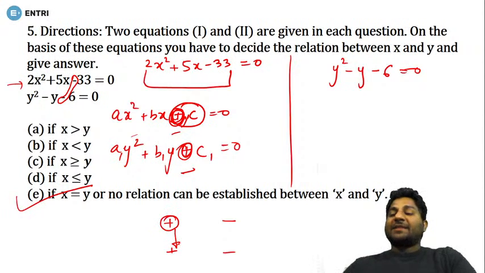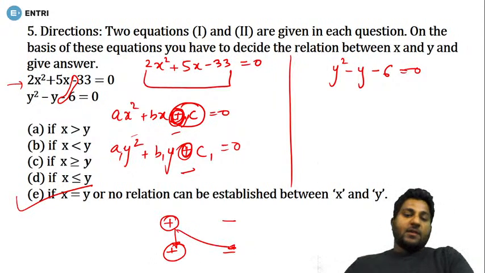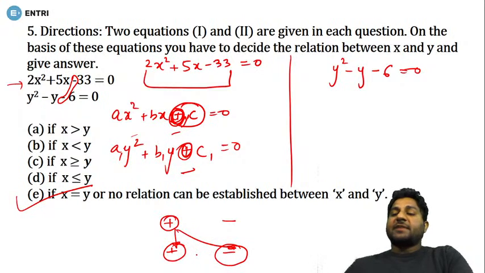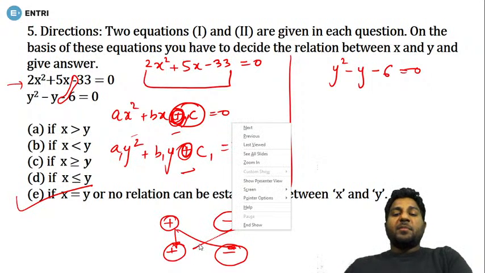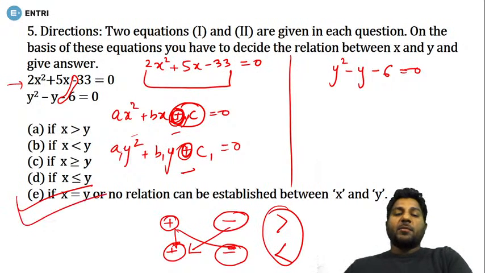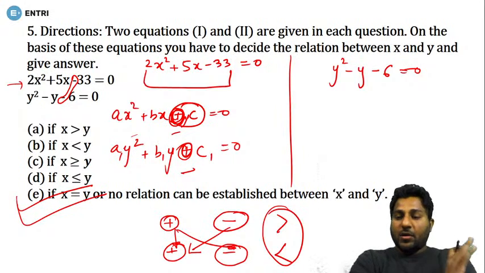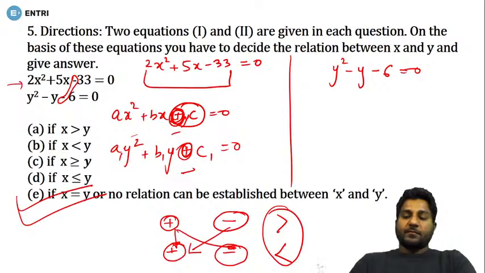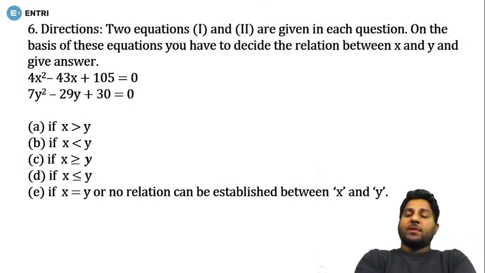Let's say that the first equation's plus value is greater than the second equation's plus value. The first equation's plus will always be greater than the second equation's negative value, but can the first equation's negative be greater than the second equation's plus value? No, I don't think so. So one relation will say that it is greater, and the second relation will say it will be smaller. So the relation cannot be established. Remember that. Yes, E, everyone clear.